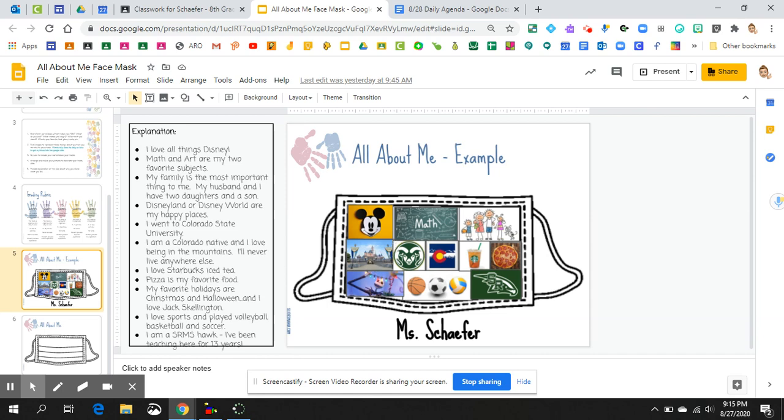So here's Disneyland. I went to Colorado State University. I'm a Colorado native, and I love the mountains. I love Starbucks iced tea and pizza. My favorite holidays are Christmas and Halloween, so I have the Nightmare Before Christmas on here. And these are the sports that I played, and I'm a Summit Ridge Hawk. I've been here for 13 years. And I have my name on the bottom. You're going to do something similar.